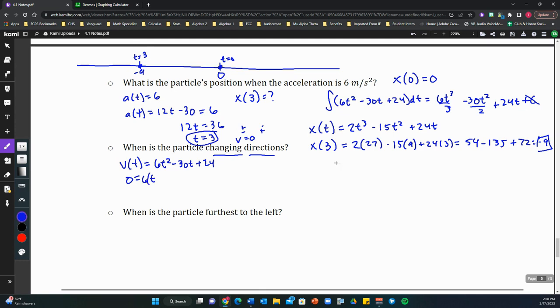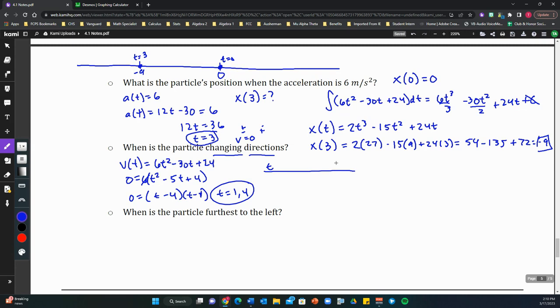So I'm going to go ahead and pull out a GCF of 6 here. We'll make this easier for us. Similar numbers as earlier. So I can divide out by 6, and we end up with t minus 4 and t minus 1, or t equals 1 and 4. So those are our critical numbers.